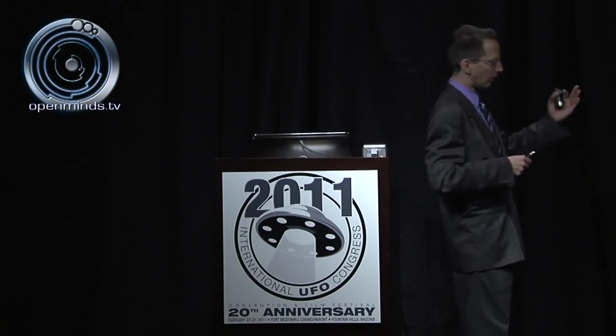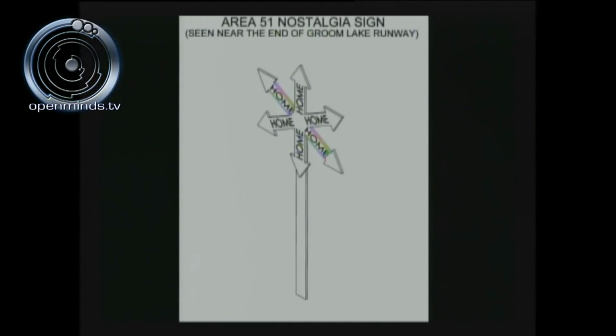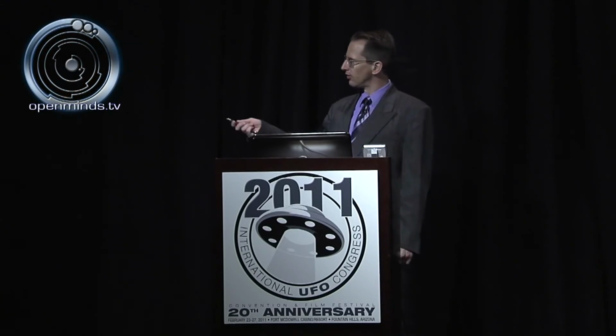There is a very interesting piece of nostalgia at the end of Groom Lake Runway, according to Dan Burrish. There is a sign there that has multiple arrows pointing in every direction, and the sign says home. And this is a symbolic message that what takes place at S4, perhaps Groom Lake, home is underground, it's in outer space, it's north, it's east, it's west, home is everywhere. There's a symbolic encrypted message being employed in this symbol here.